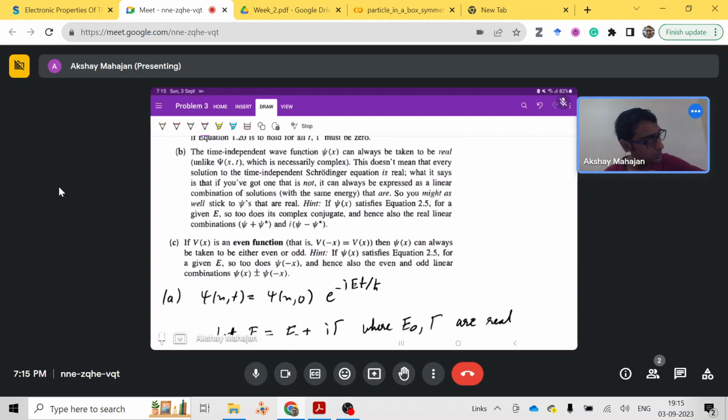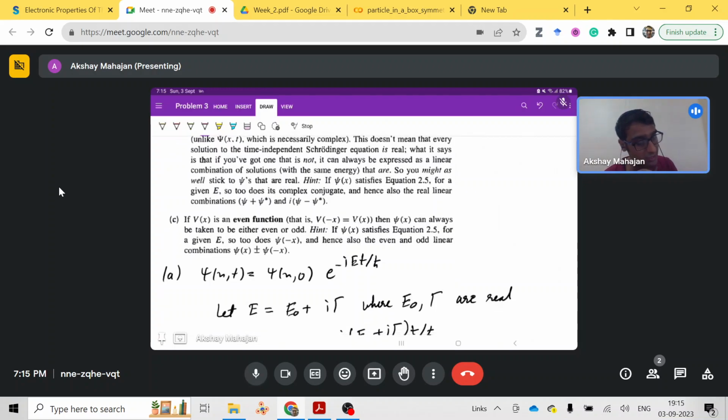All right. Now the C part: if V of x is an even function, that is V of minus x equals V of x, then psi of x can always be taken to be either even or odd. This is what we have to prove, that the wave function psi of x will be either even or odd.